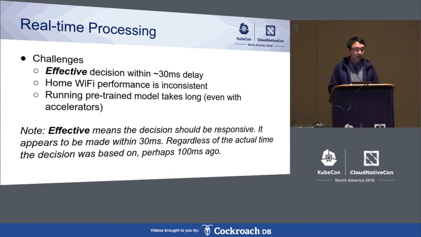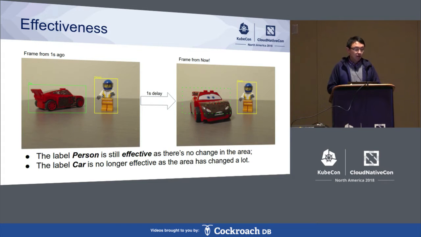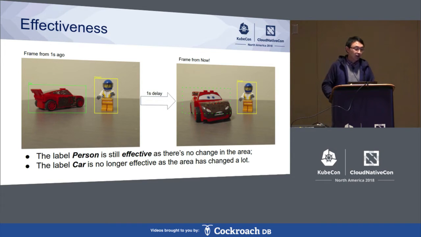Let me show you an example to demonstrate this idea. Let's assume an even worse case. The object detection task takes a second to run. It's too terrible in the real world, but just for example. And this task detects a Lego figure as a person. That's awesome. And it also detects this Lego car as a car, of course. And when it finishes, we have already received another 30 frames based on the 30 FPS rate.